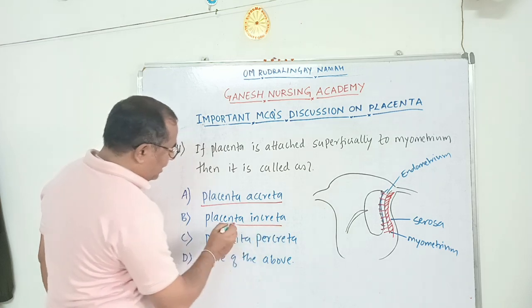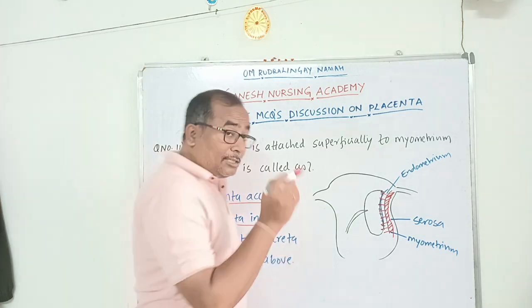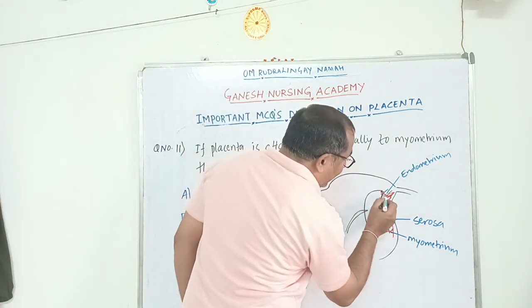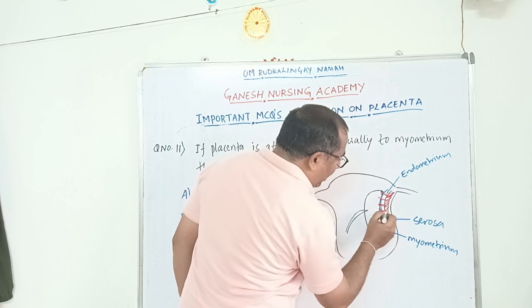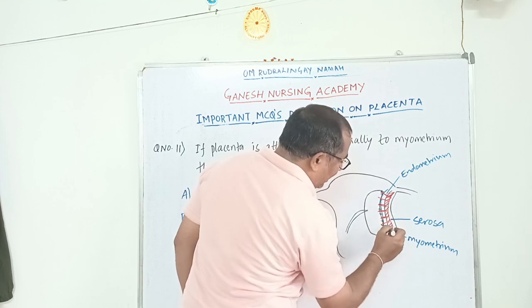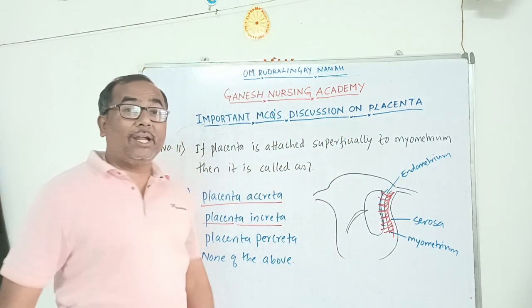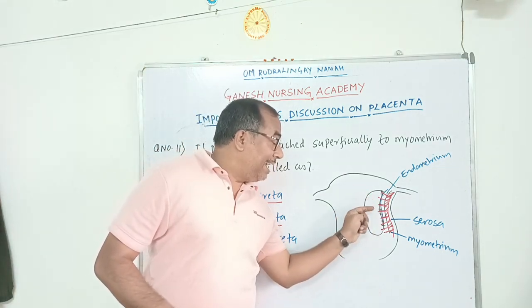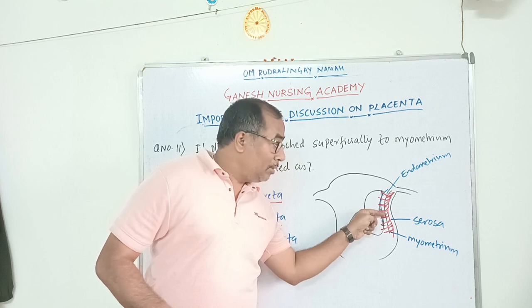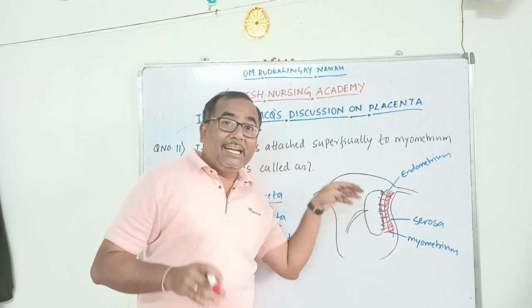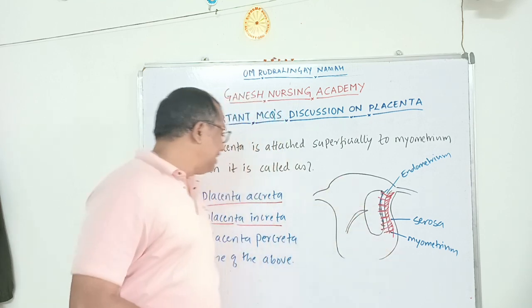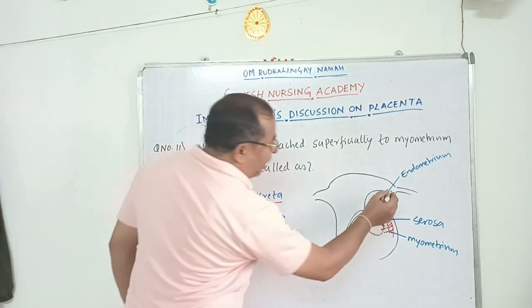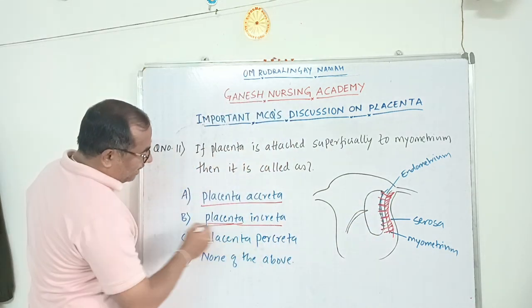Next, what is placenta increta? In placenta increta, the placenta attaches deeply into the myometrium. It does not cross the myometrium, whereas it attaches through the decidua and deep into the myometrium. When the placenta attaches deeply to the myometrium, it is called placenta increta.